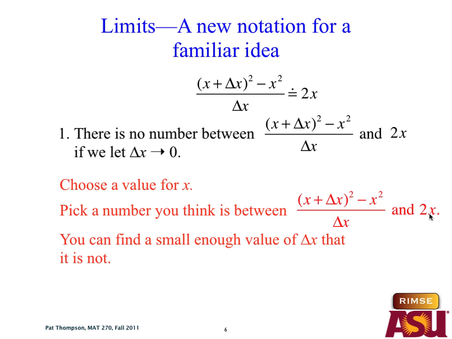In the limit, they're the same number. For a specific value of delta x, they're not the same number. But this is saying that in the limit, meaning somebody picks a number that they think is between those two, then you go find a value of delta x that makes that false. You have to let delta x adjust in order to show that the number they picked can't be between those two expressions.